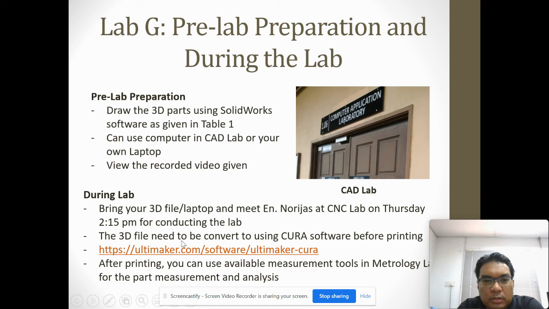Okay, so the 3D file needs to be converted so that it can be used in the Cura software before printing. For this 3D printer, which is named Ender 5 Plus, you can also download this free software using your laptop, where you need to do some processing before you can print it, like slicing and so on. Okay, this is the given link for you to download the software. After printing, you can use the available tools in the metrology lab for the part measurement and also the analysis.